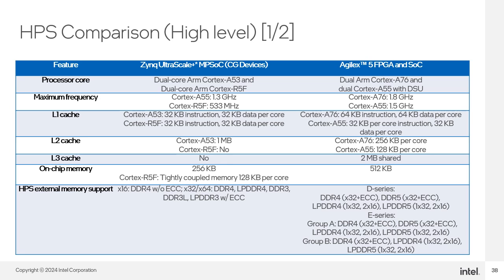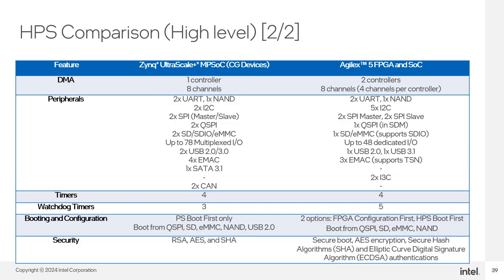In the Agilex 5 SoC, we have updated faster ARM cores with larger cache sizes and a greater variety of external memory support. Both systems offer a variety of peripherals and secure boot methods, so be sure to scan through what is offered. The Agilex 5 SoC does offer a configuration method where you can either activate the processor first and then configure the FPGA logic, or configure the FPGA logic and then bring up the processor system.